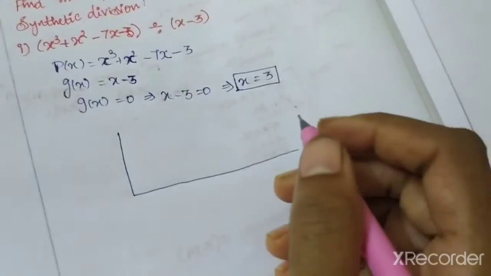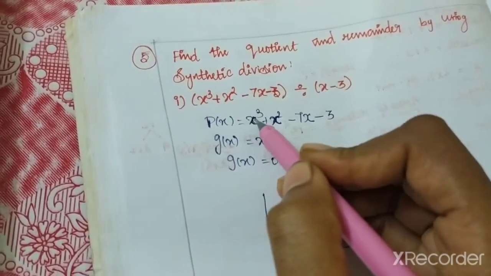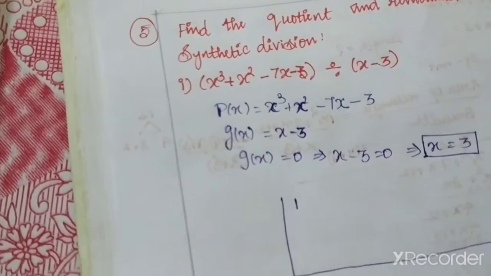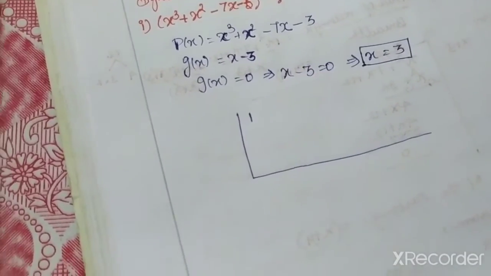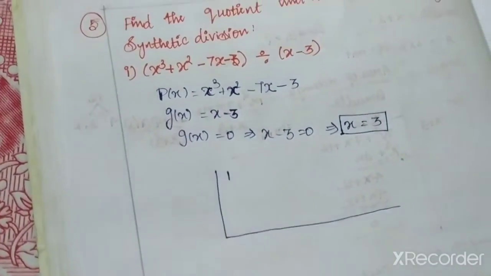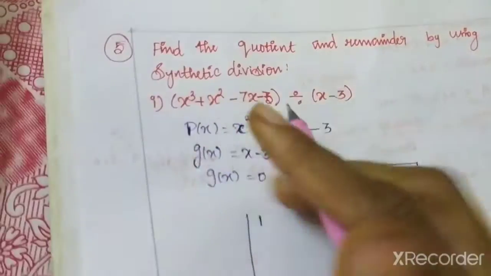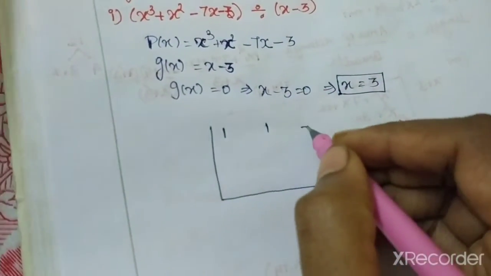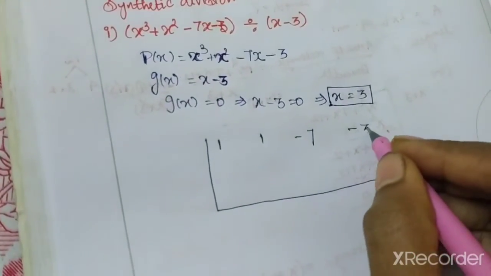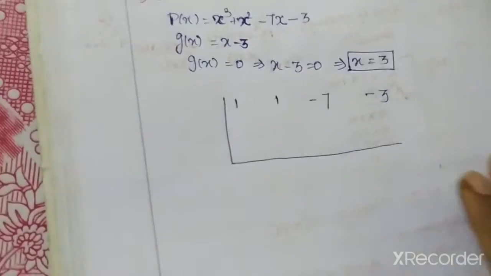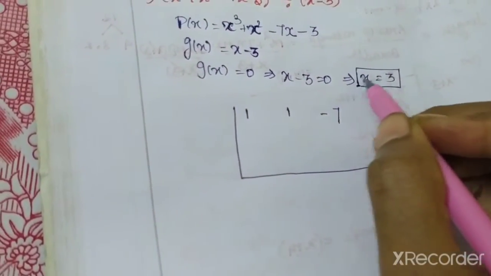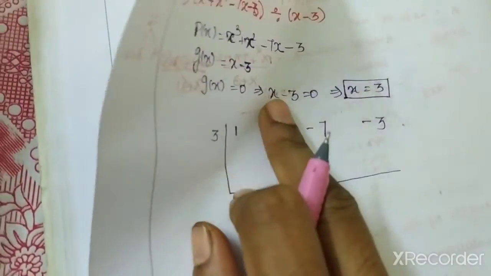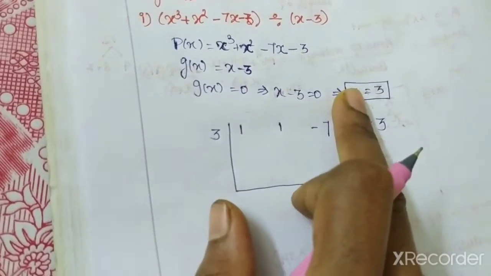Like an L-shaped box. So what is first? What is the coefficient of x cube? 1. You already know about coefficient because in previous sessions we already studied. So the coefficient for x cube is 1. In this place also positive 1. In this place minus 7. In this place minus 3. These are your coefficients. And the divisor is your 3. It should be positive. Even if it is negative, this should be positive.